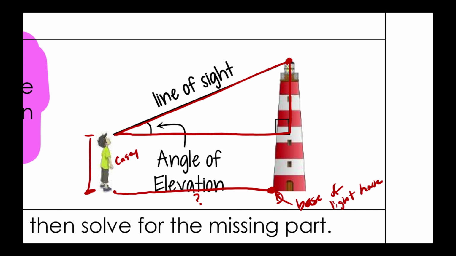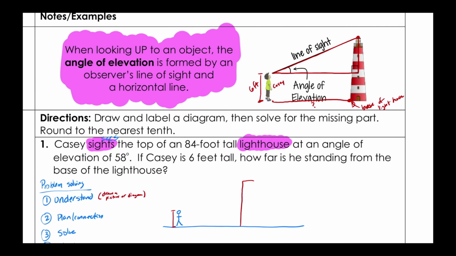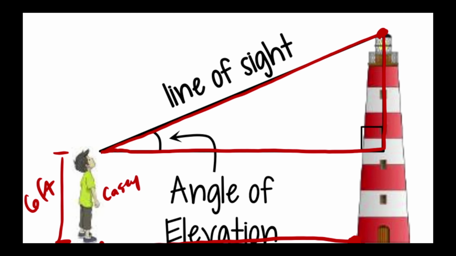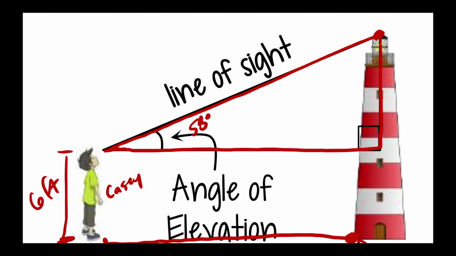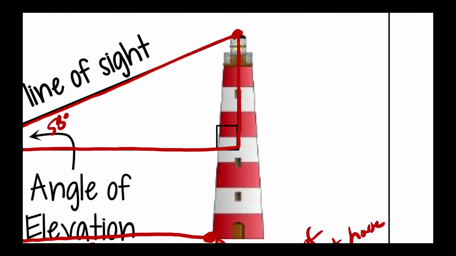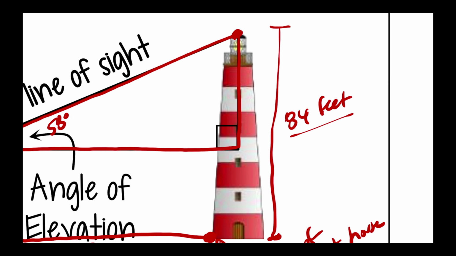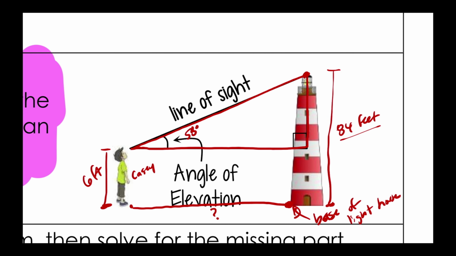Now let's start connecting things. They did say Casey is 6 feet tall. They did say the angle of elevation is 58 degrees. They did say the lighthouse is 84 feet tall. Okay. And we want to know this.